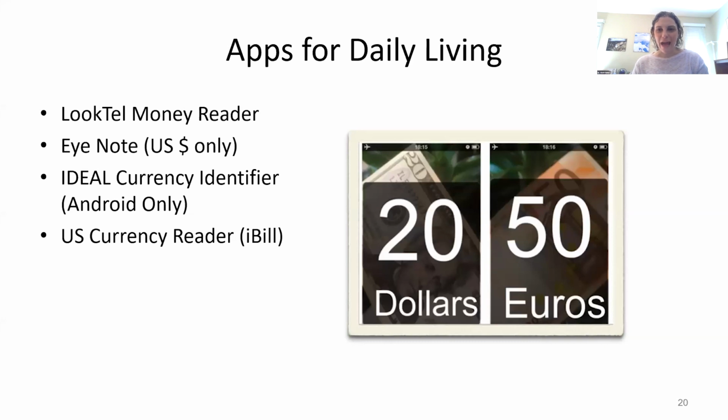There are a variety of apps available for daily living. So there's the LookTel Money Reader and the Ideal Currency Identifier. Those do multiple currencies. The Ideal Currency Identifier is Android only. So that's a way to get around the US currency only feature of the Android. And then iNote and the US Currency Reader are developed by the US Mint. So those you can only use for US currency, but there are some different apps that allow for currency reading.